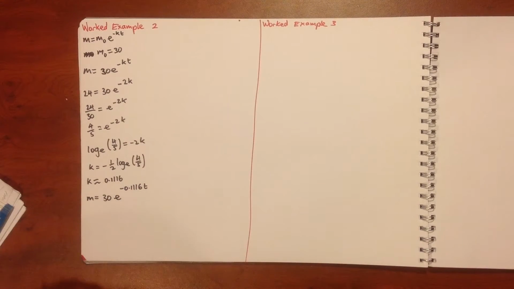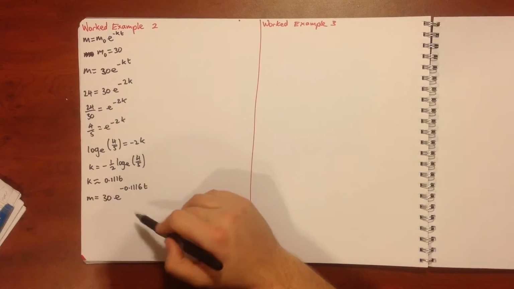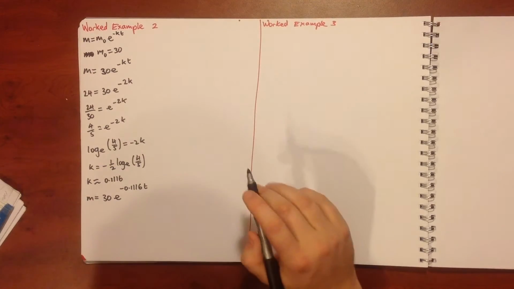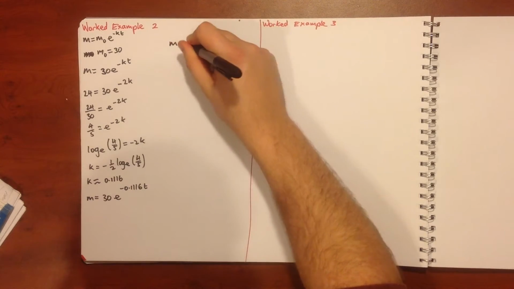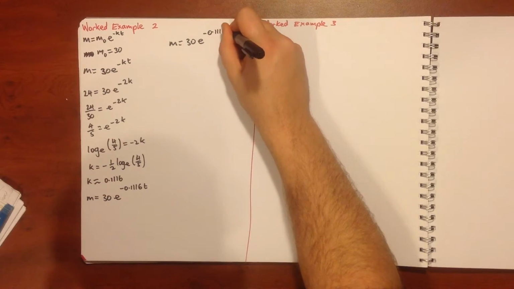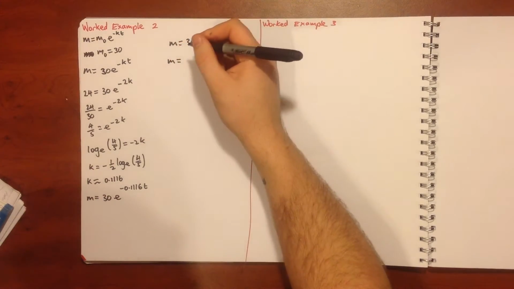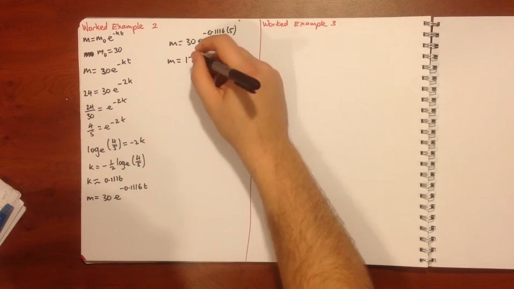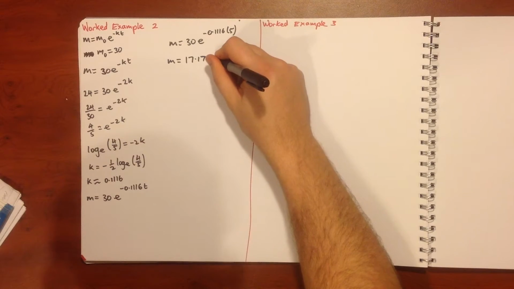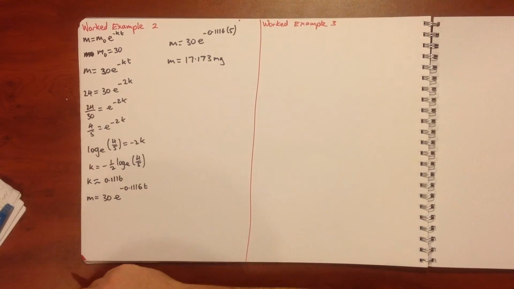We also need to determine the amount remaining after a further 3 hours, so we need to sub in t equals 5. We were at t equals 2 before, after 2 hours, and then we're saying after a further 3 hours, so we're actually talking after 5 hours. So m equals 30 e to the negative 0.1116 times 5. When we work that out, we find it's 17.173 milligrams after 5 hours.